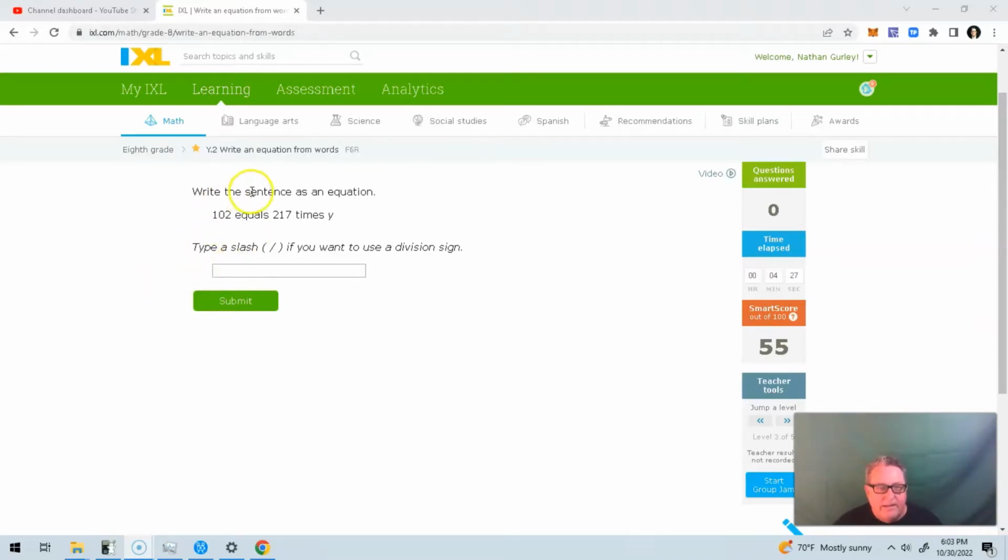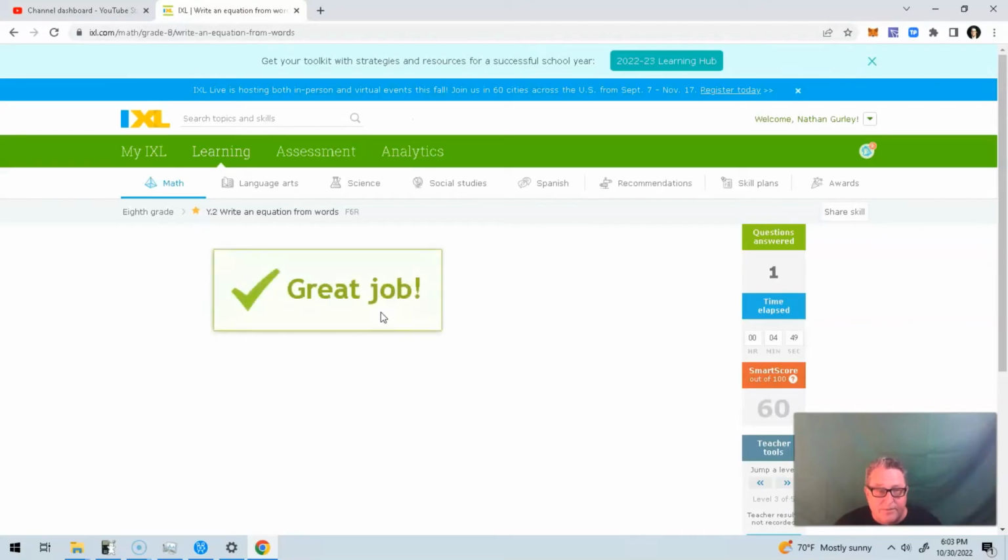Alright, write the sentence as an equation. 102 equals. We can stop right there and type in 102 equals what? 217 times y. Well, all we have to do is put 217, and in algebra, we just have to put the variable y next to the coefficient of y, which is 217, and that's going to be good to go.